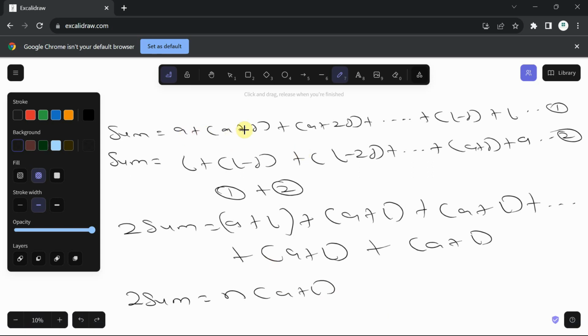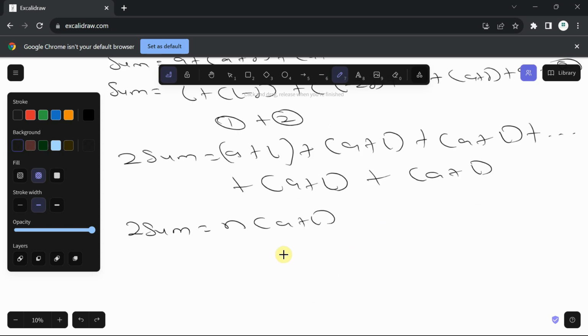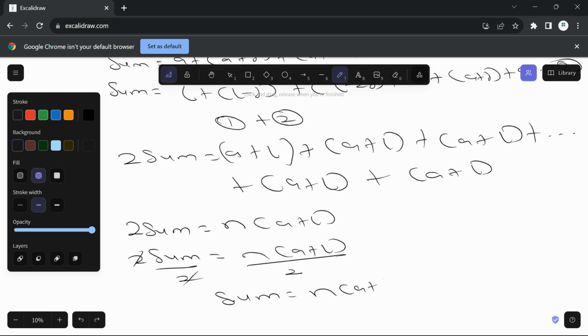N is from the fact that if there were 5 terms here, I would just have 5 times (a plus L), and if it's the same thing, I could multiply it and say n times (a plus L), instead of doing all of that, right? So at the end of the day, if I want to make the sum standalone, I can divide both sides by 2. So 2 sum divided by 2 is equal to n brackets (a plus L) divided by 2. So 2 will cancel 2, then sum will be equal to n open brackets a plus L all over 2.